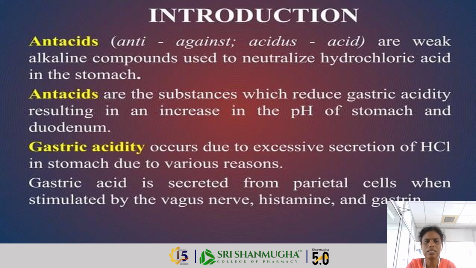Next one is gastric acidity. It occurs due to excessive secretion of HCl in the stomach for various reasons. Gastric acid is secreted from parietal cells. Where is the gastric acid secreted? It is secreted from parietal cells when stimulated by the vagus nerve, histamine, and gastrin. When these stimulate, the gastric acid is secreted from parietal cells.